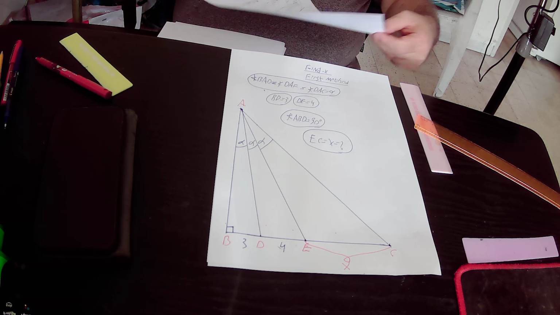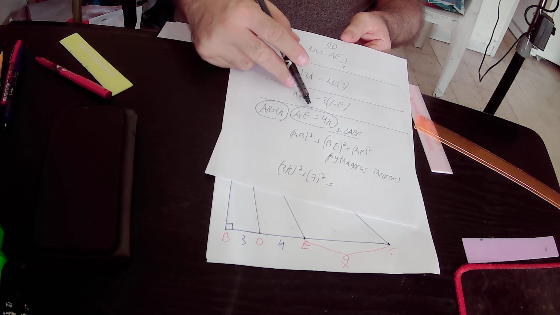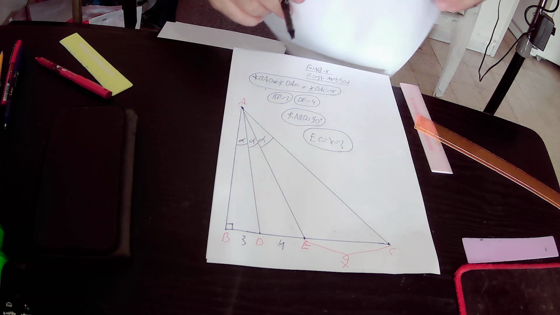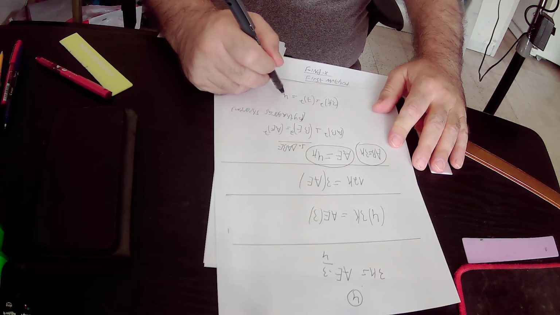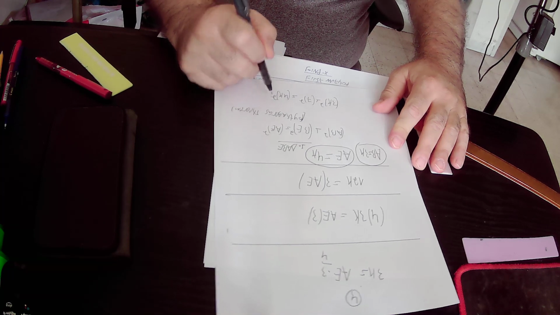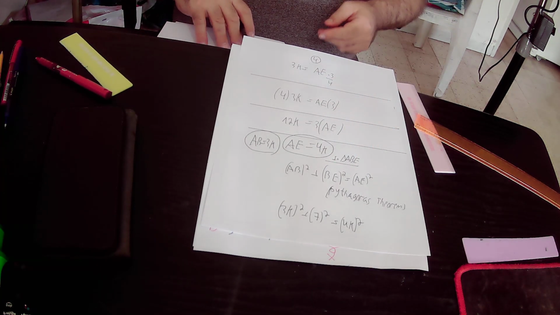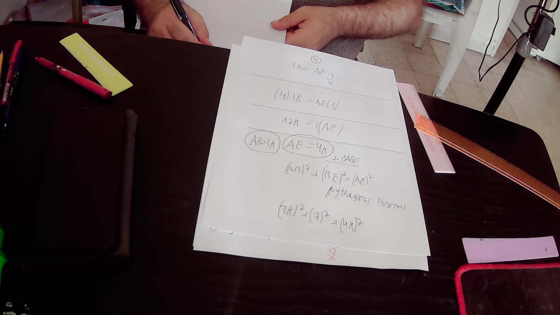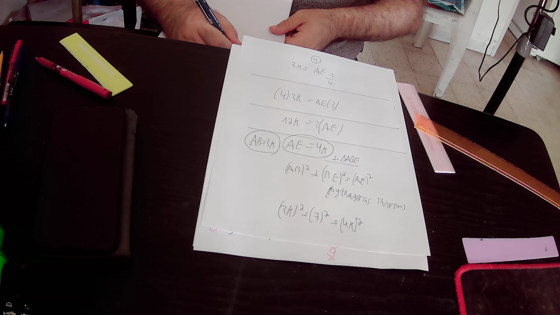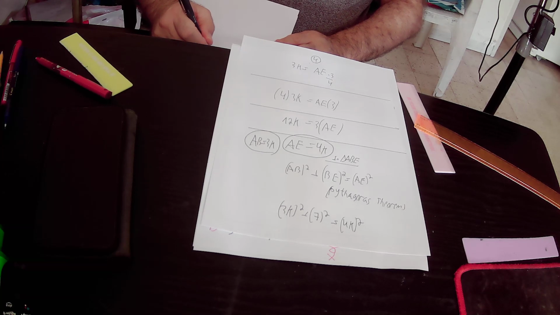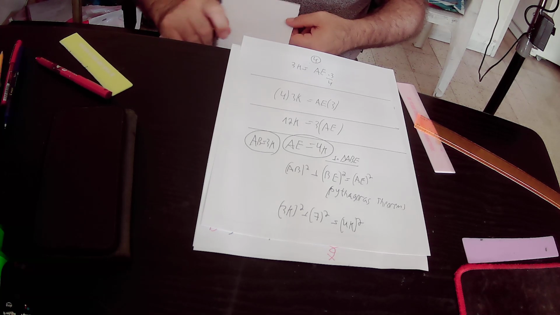What is the value of AE? We have already found out that the value of AE is 4K. So AE squared is 4K squared. So we have this equality. Here 3K squared is 9K squared plus 7 squared is 49, all equals 4K squared, which is 16K squared. Okay?